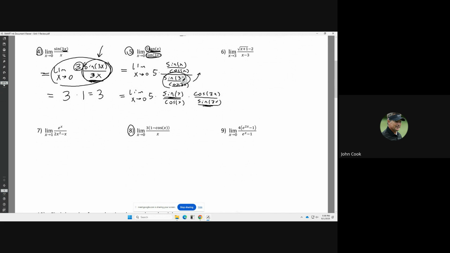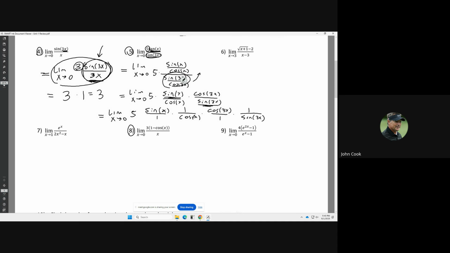So here's what I'm going to do. I'm going to separate these fractions apart first. So if I do that, I get the limit as x goes to 0. I get that 5 right there, and then I'm going to write sine of x over cosine of x like this. I'm just going to split it apart: sine of x over 1 times 1 over the cosine of x. Okay, and then similarly with the other fraction, I've got a cosine of 3x over 1, and then the last part is 1 over the sine of 3x.